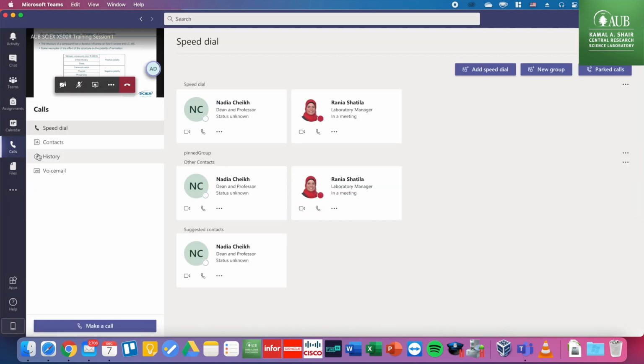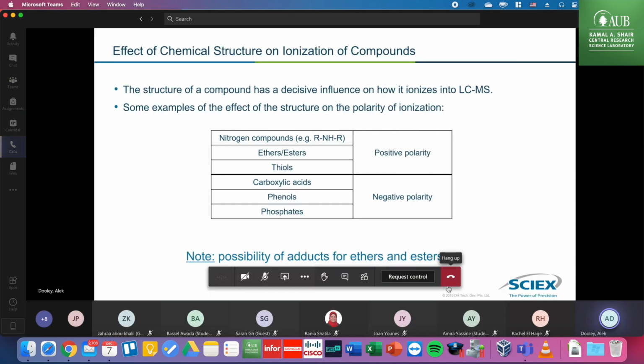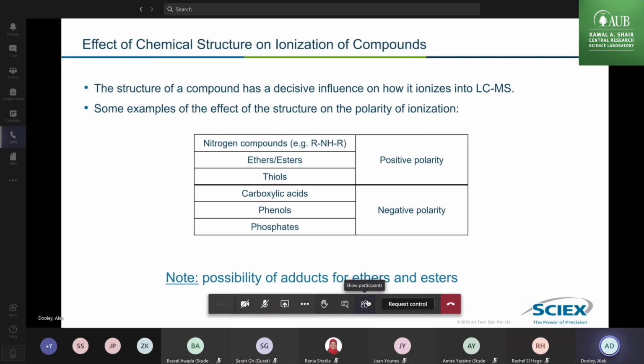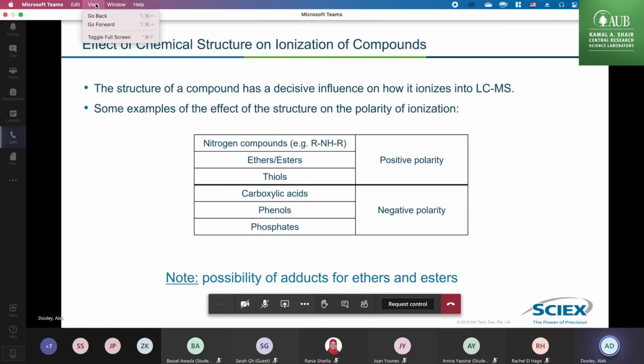Okay, so this is kind of a guide of how you can choose positive and negative, right? I think it was clear from the example we just went through that if you have a nitrogen in your compound, you're going to work in positive polarity. That's kind of the nitrogen rule. If you see a nitrogen in your compound, go with positive mode.